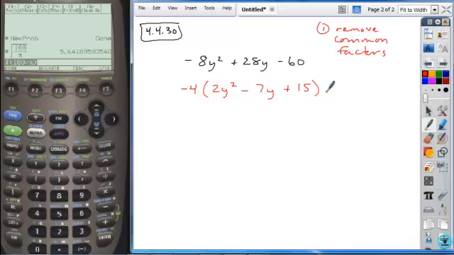What you want to do is look to see, is there any way that we can find binomial factors for this? Well, let's test it and see. So if we take our leading coefficient times our constant, 2 times 15 gives you 30. Okay, now, again, the sign is important. So it's a +30. Are there any factors of +30 whose sum is -7?